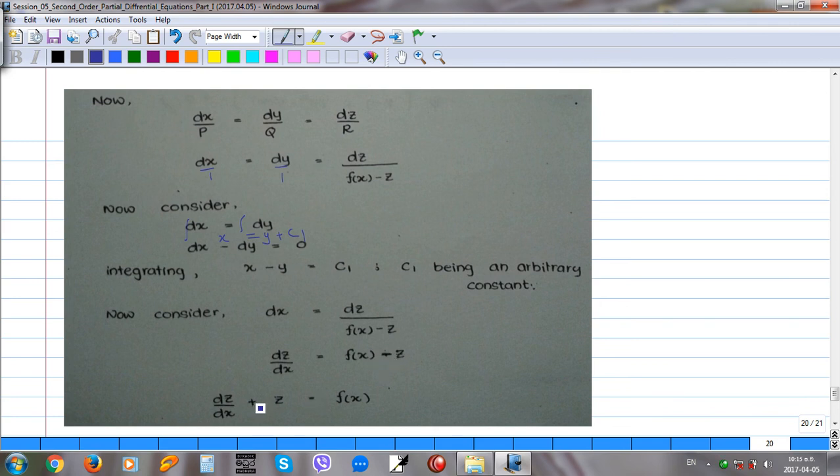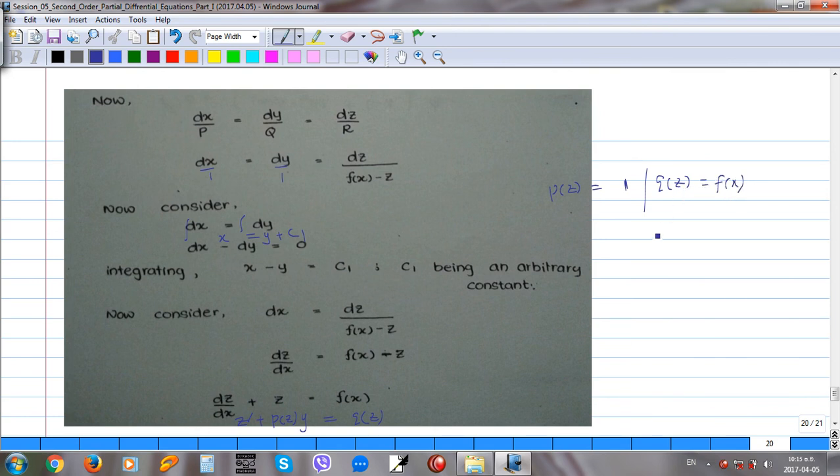So we can take z to that side. Then it becomes dz over dx plus z equals f of x. So what is this? This is a linear equation. Now what is the form? z' plus P(x) z equals Q(x). So here P(x) equals 1, and Q(x) equals f of x.